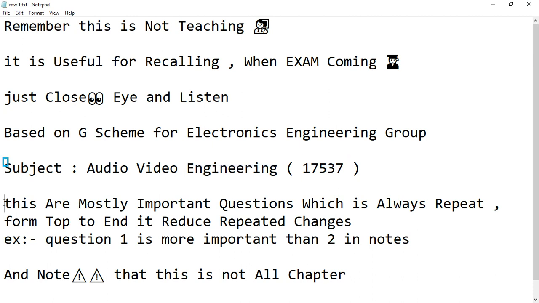17537. These are mostly important questions which always repeat. From top to end it reduces repeated changes. Question 1 is more important than 2 in the notes. And note the warning sign that this is not the whole chapter.